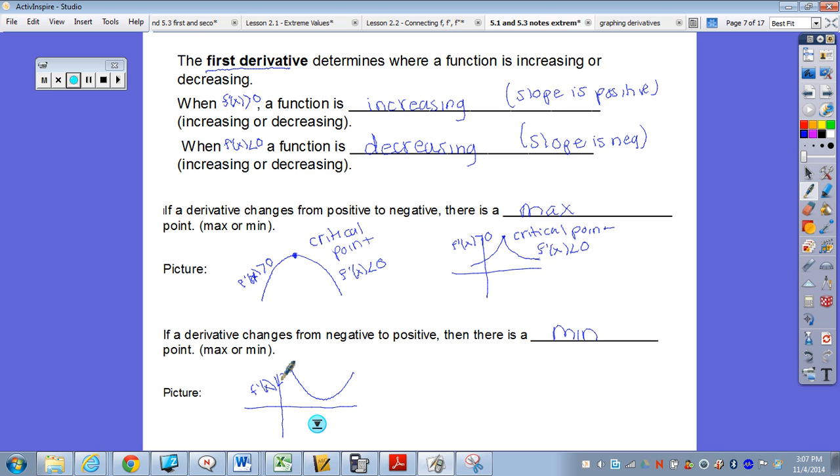Again, f prime of x is determined by the slope. If the slope is less than 0, the derivative is less than 0. Usually we say critical point, CP, so this would be your critical point, and on this side, to the right of the critical point, the derivative is greater than 0 because the slope is positive. And again, you might also have a cusp like that, and at the critical point, the derivative is undefined.